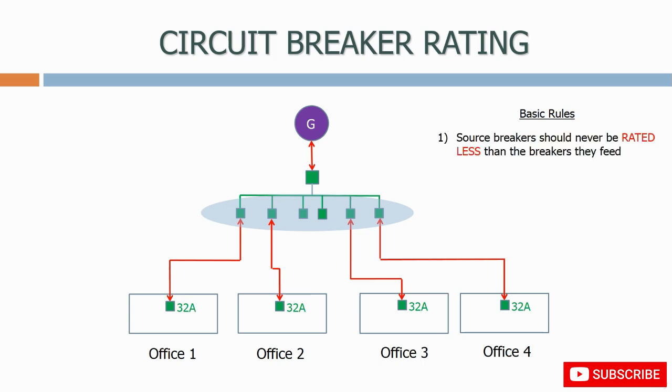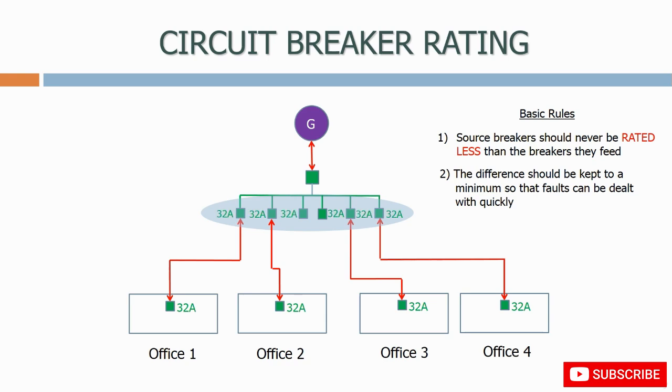Source breakers should never be rated less than the breakers they feed, as the current flowing into the top of a cable equals the current flowing out the bottom. The difference in the two ratings should be kept to a minimum, so that faults can be dealt with quickly. So for the source breakers, a logical solution is to make them all the same rating as the office breakers. So therefore, let's make them 32 amps.